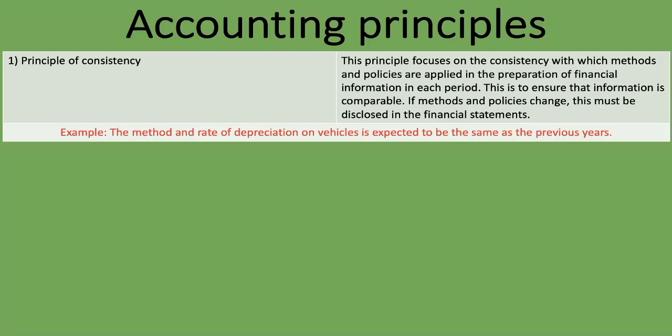If you're depreciating your vehicles using the straight line method at 20% per annum, I would expect to see the value for depreciation at 20% per annum this period as it was in the previous period. If it changes for any reason, then this must be disclosed in the financial statements so that I can take that into account when analyzing the financial information. I hope it's made sense.